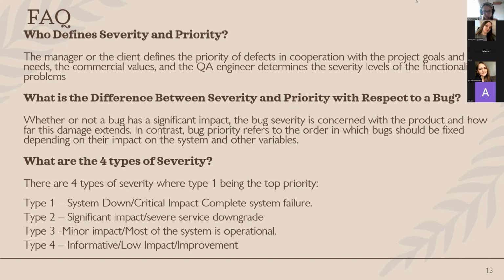What are the four types of severity? There are four types of severity, where level 1 is the top priority. Type 1 is system down or critical impact, complete system failure. Type 2 is significant impact or severe service downgrade. Type 3 is minor impact, most of the system is operational. Type 4 is informative, low impact or improvement.